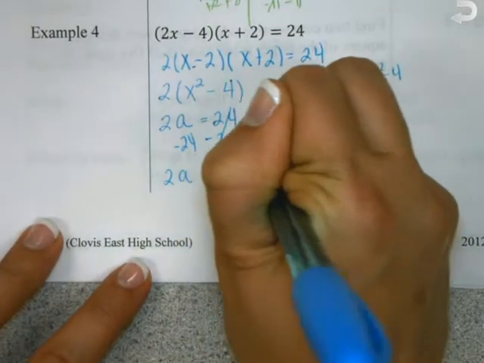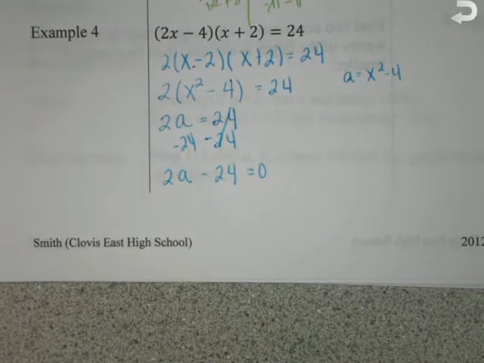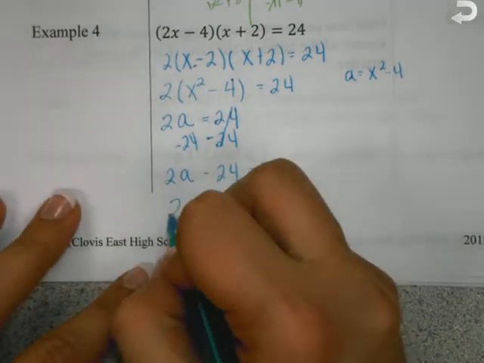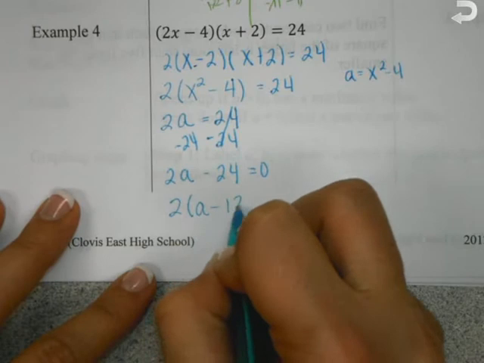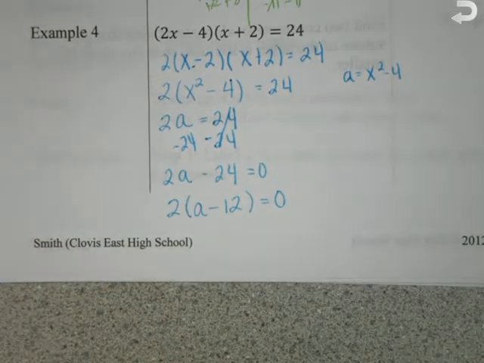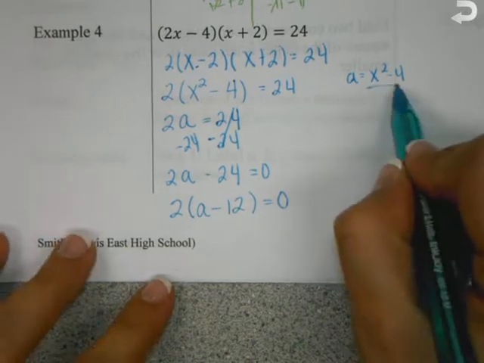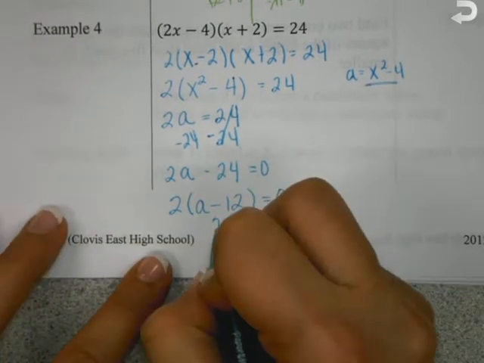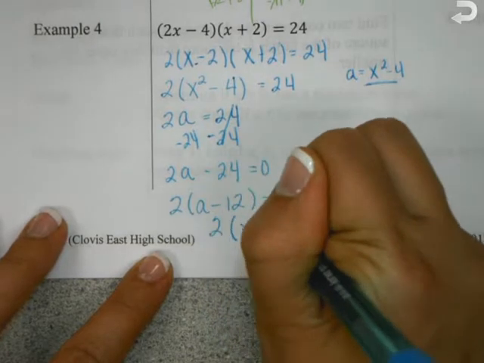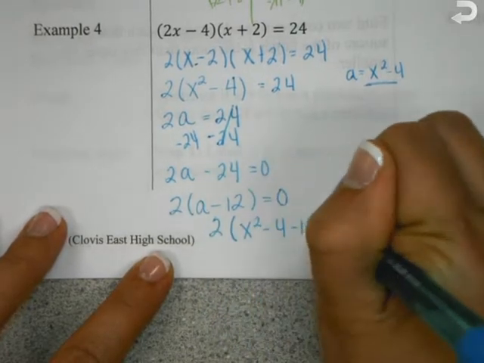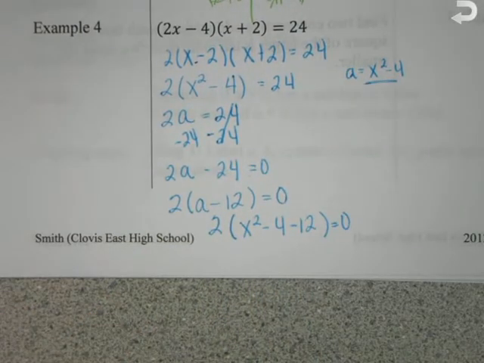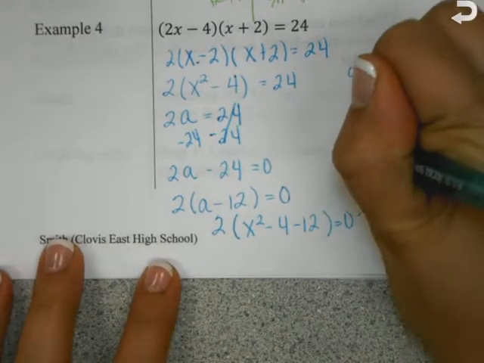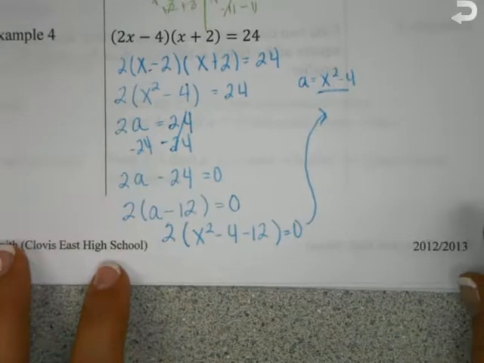Do you see anything else that we could do? There's another GCF. So that's going to be 2 times a minus 12 equals 0. Do you see anything else we can do before we substitute back in? Me neither. So let's take this guy and plug it back in. So that's 2 times x squared minus 4 minus 12 equals 0. So that gives me 2 times x squared minus 16 equals 0.